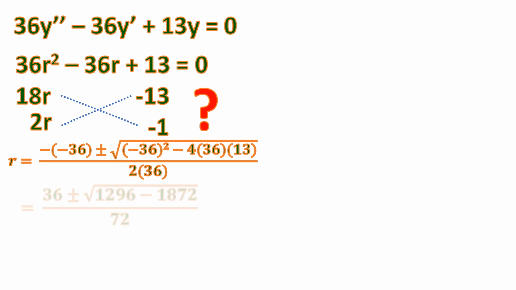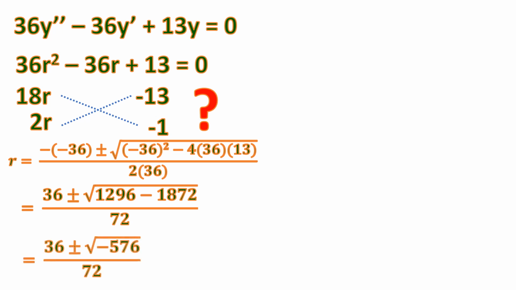So we solve. Negative of negative 36 is positive 36. Square of negative 36 is 1296. Negative 4 times 36 times 13 is negative 1872. And then at the denominator, 2 times 36 is 72. Then we'll continue solving the one inside the radical sign. The result will be negative 576.